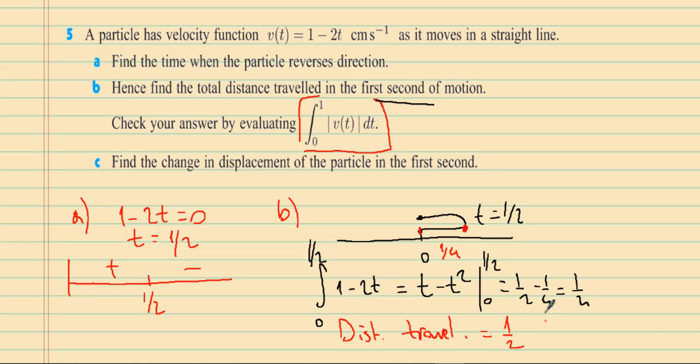How about the displacement? For displacement we do the same, but without the absolute value. You can check this part with the calculator. For finding displacement, we just integrate from 0 to 1 of 1 minus 2t, which is t minus t squared between 0 and 1. If we input it, as you can see, it's 0, as we were expecting: you come back to the origin where you started.